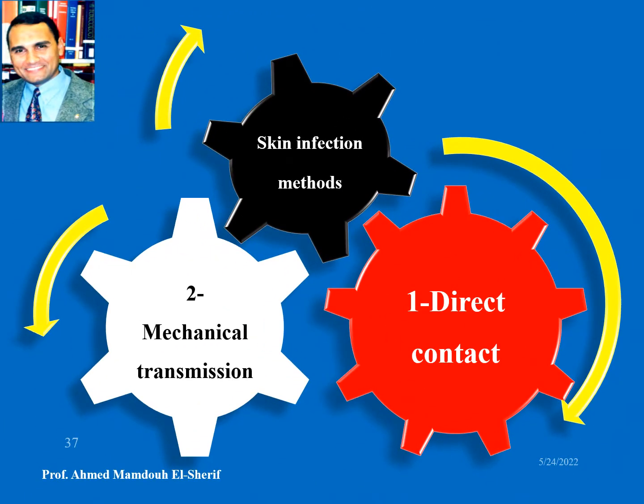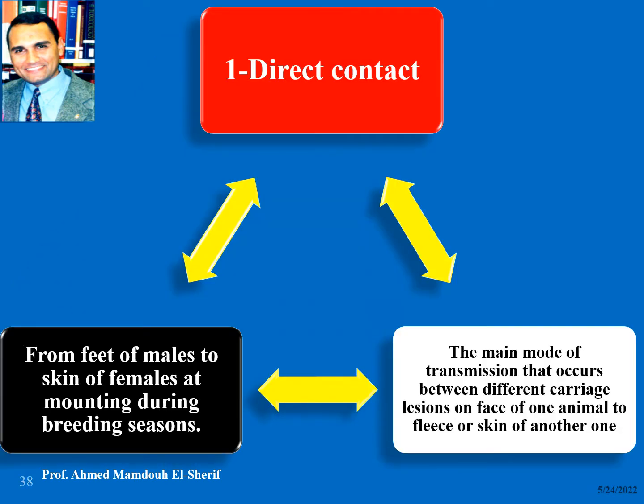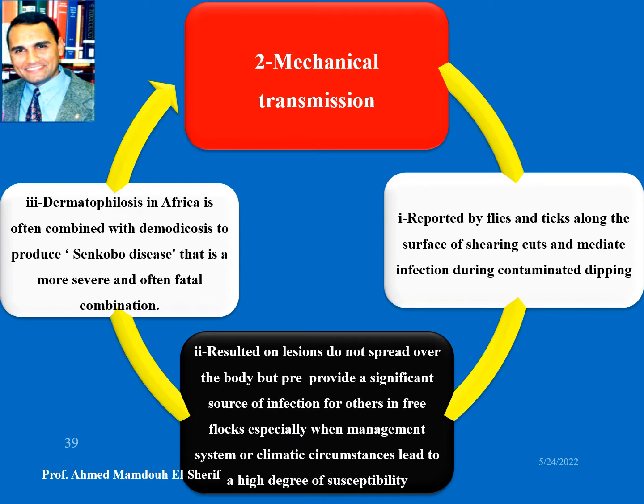Skin infection occurs by direct contact and mechanical transmission. The direct contact, the main mode of transmission, occurs from carriage lesions on the face of one animal to the fleece or skin of another one, and from feet of males to skin of females at mounting during breeding seasons. Mechanical transmission is reported by flies and ticks along the surface of shearing cuts, and mediates infection during contaminated dipping.